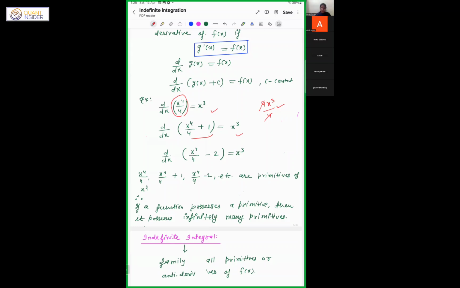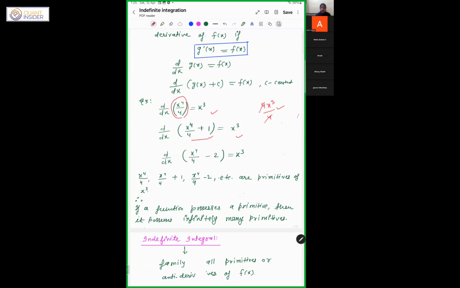So the differentiation of x to the power 4 by 4 plus 1 is x cube. Similarly, if you differentiate x to the power 4 upon 4 minus 2, then again you get x cube. So when you find the differentiation of these functions, you are getting x cube. So infinitely many functions are possible whose differentiation is x cube. These are called primitives of x cube.